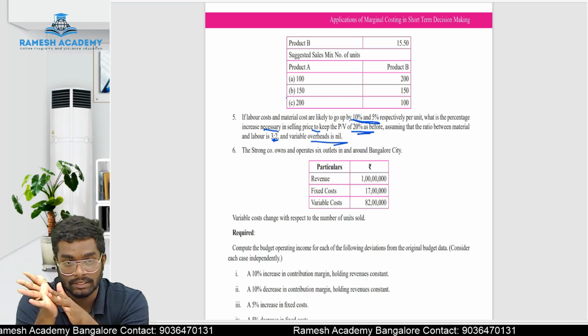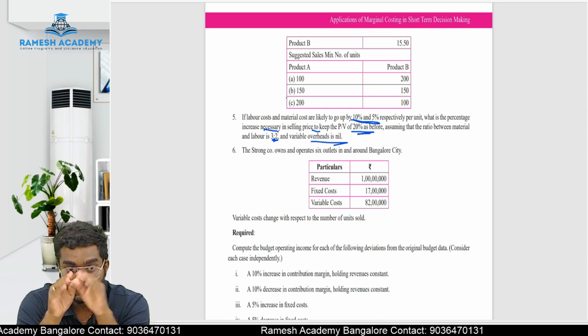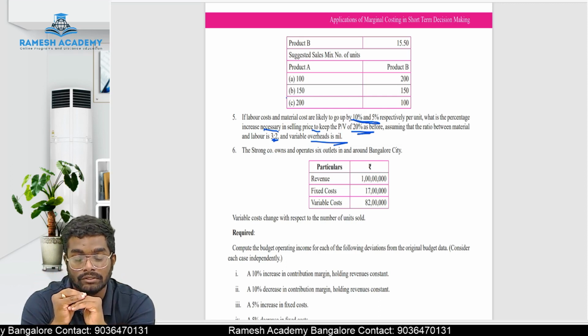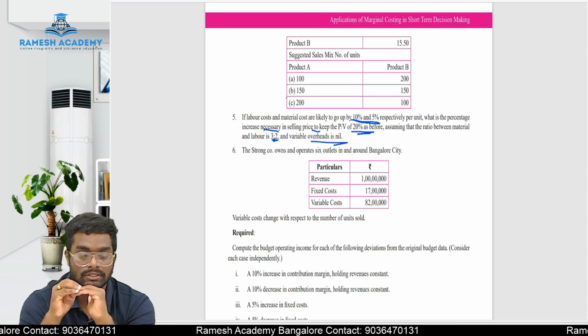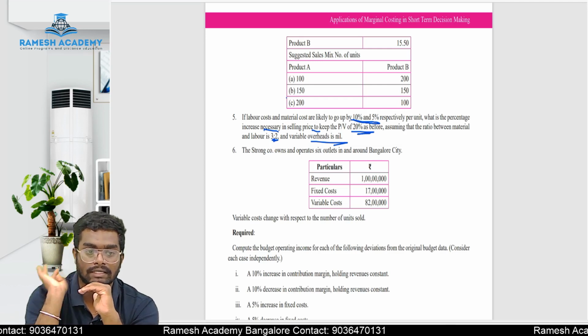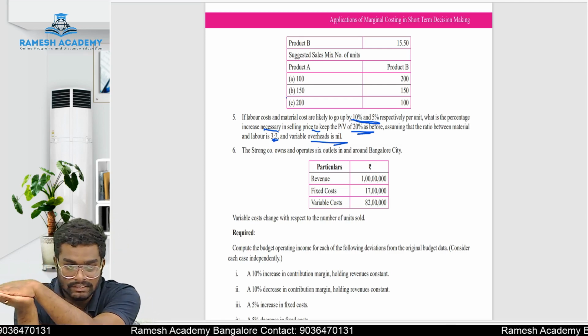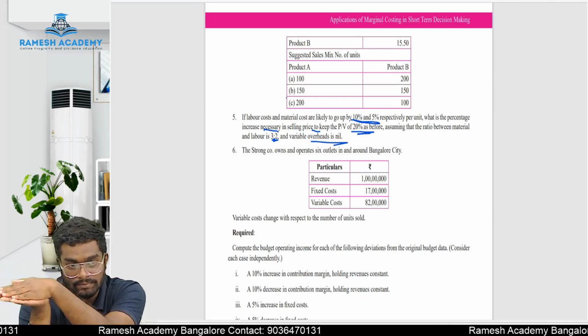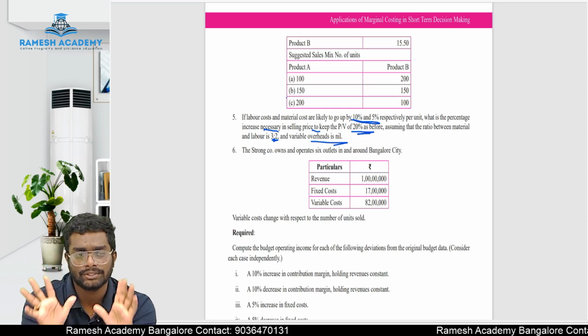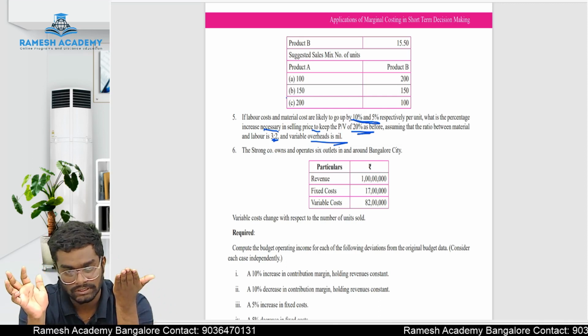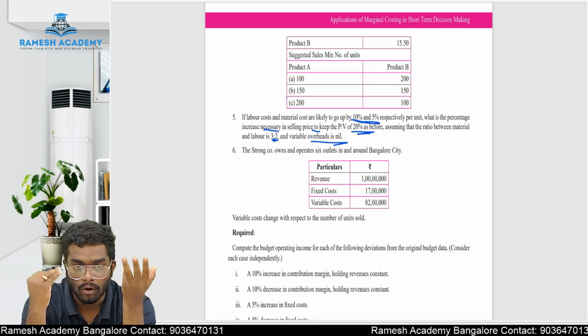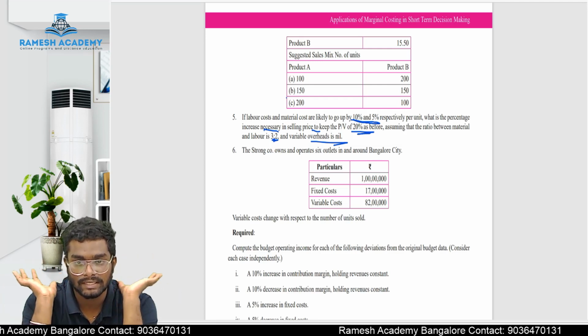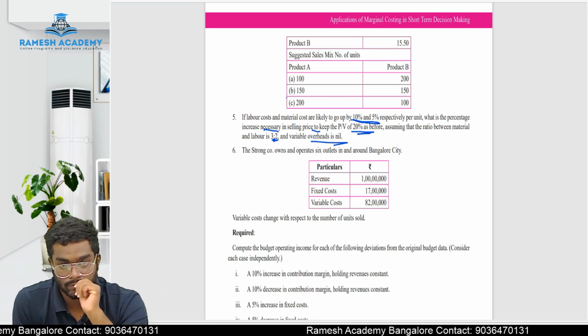So I'm telling once again, currently our PV ratio is 20%. The combination is 3:2, material and labor. Now the price of labor is increasing 10%, material 5%, but still they require the PV ratio should be the same. If the variable cost is increasing and the PV ratio should be the same, obviously we should increase the selling price here. So that is the thing they are doing here.